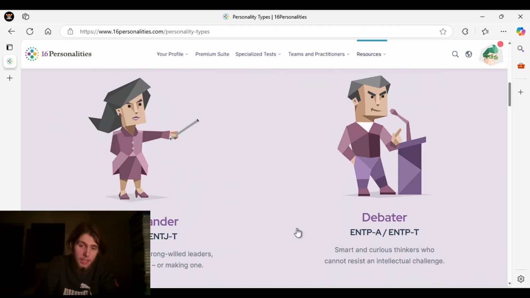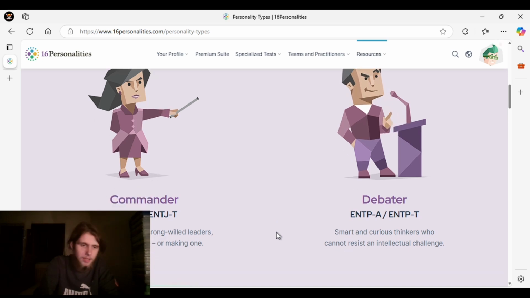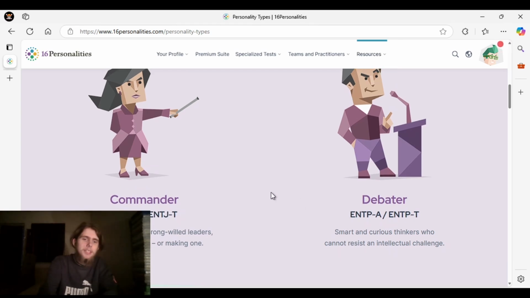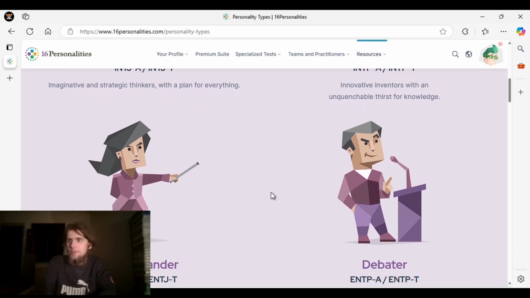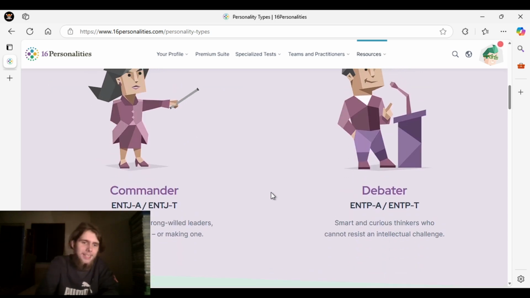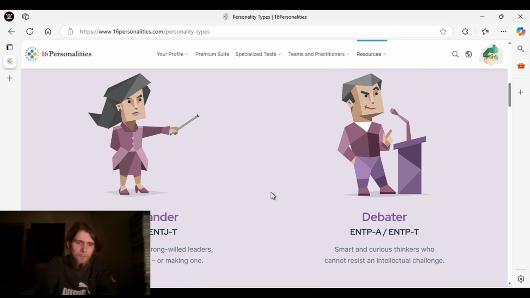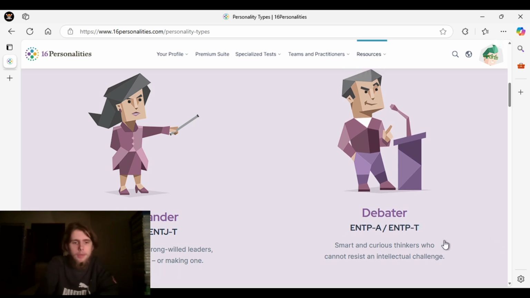We have the ENTJ, which is bold, imaginative, and strong willed leaders, always finding a way or making one. Basically, they're the ones that will tell you what to do, more or less. And yeah, that's pretty much how they work. But they do it in a very strategic way.